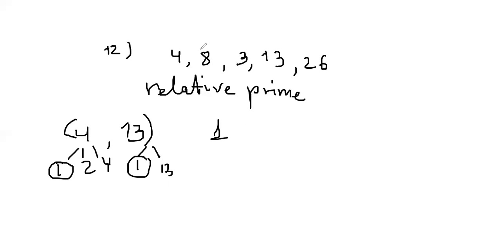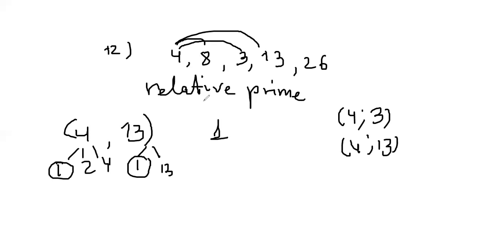Let's look at the pairs. 4, 8 is not relatively prime because they have other common divisors. They are both divisible by 2, so we cancel it. 4, 3, they are relatively prime because they don't have any common divisor other than number 1. So we take this pair. 4, 13. You can see 4, 13 is also relatively prime, as we explained here.